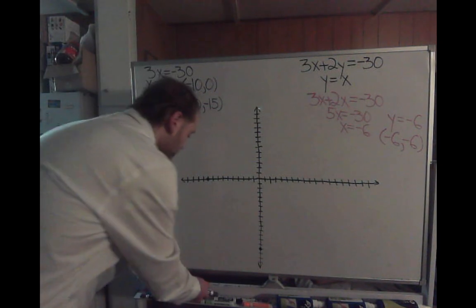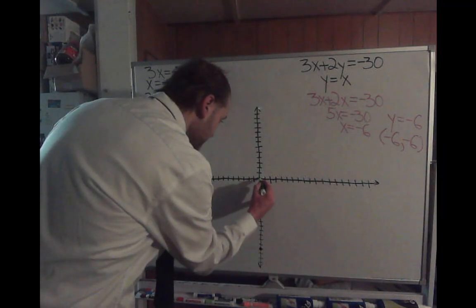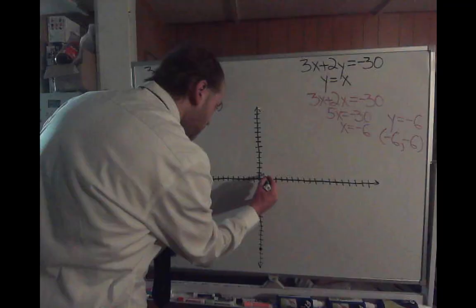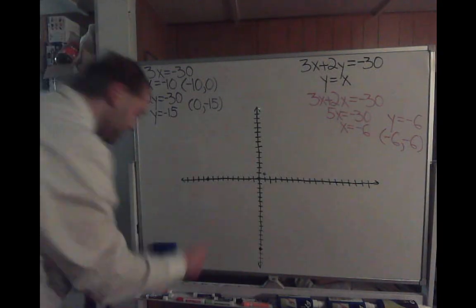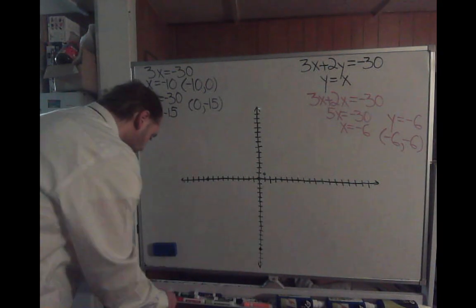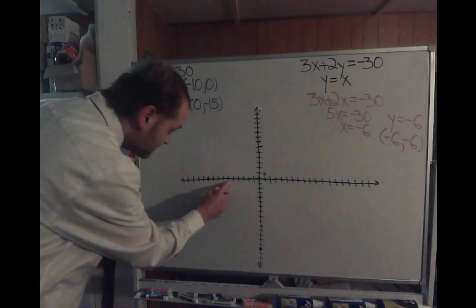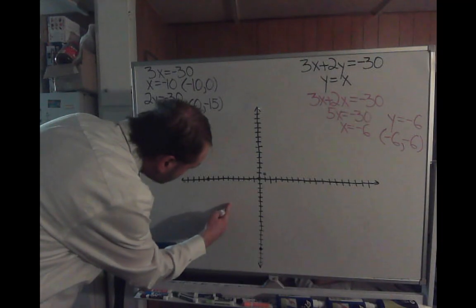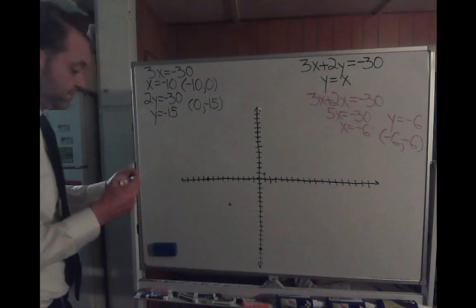Now let's plot y equals x. Well, I think it's plain to see that 0, 0 is an excellent candidate, right? If y equals x, then you would also have the point 1, 1. So those are pretty easy points. So I've plotted those 2 points. Now let's plot the point of intersection at negative 6, negative 6. Right about there. So there is the point of intersection roughly.